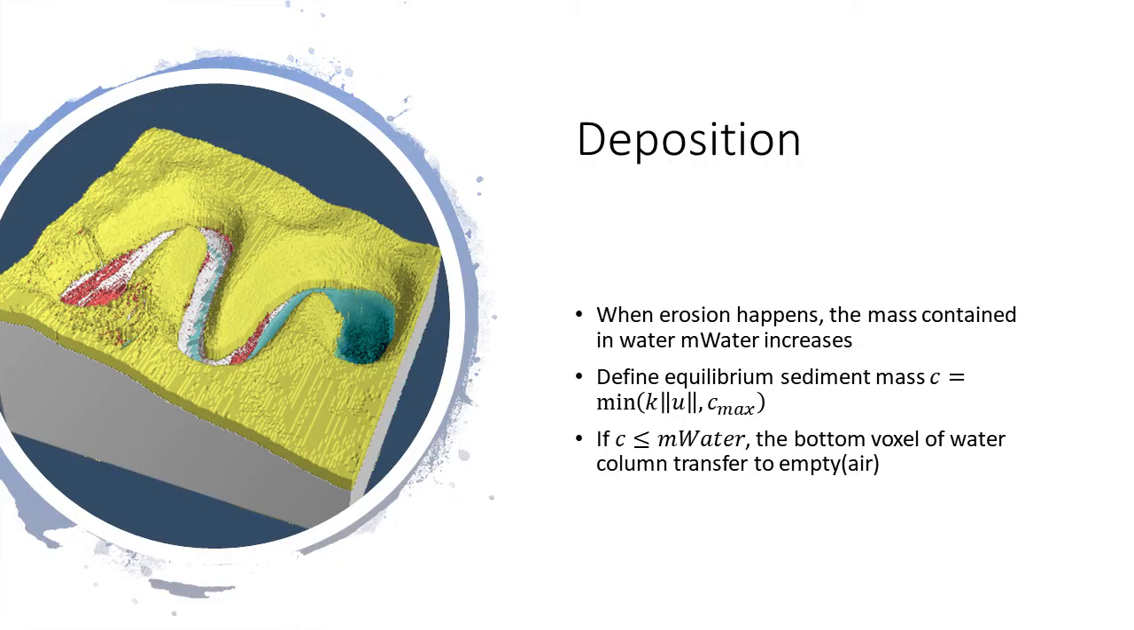Then we add deposition into it. When erosion happens, the mass contained in the water increases. Then we define an equilibrium sediment mass like this. Note that U is the velocity of water. If the mass contained in the water is bigger than this, the bottom voxel of the water column is transferred to empty. By doing this, we associate the deposition with water velocity. When water goes fast, more erosion will occur. When water goes slow, deposition will occur.